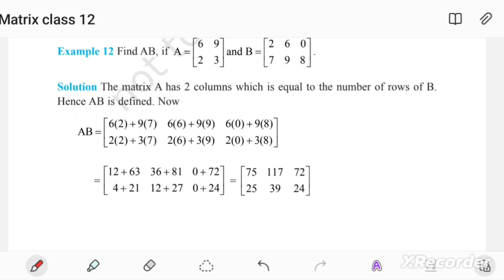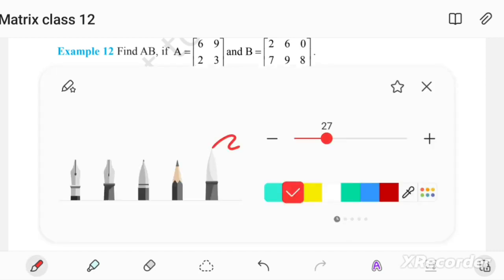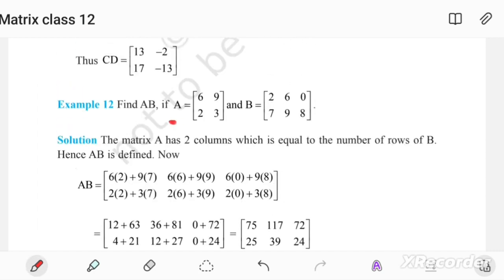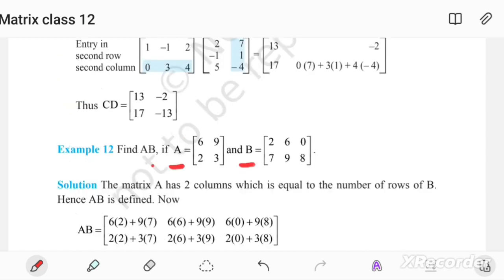First, check whether the multiplication is even defined or not. How will you check? You will basically see whether we are multiplying AB or BA. If we are multiplying AB, then check that the number of columns in A is equal to the number of rows in B. If the number of columns in A is equal to the number of rows in B, then the multiplication is defined.